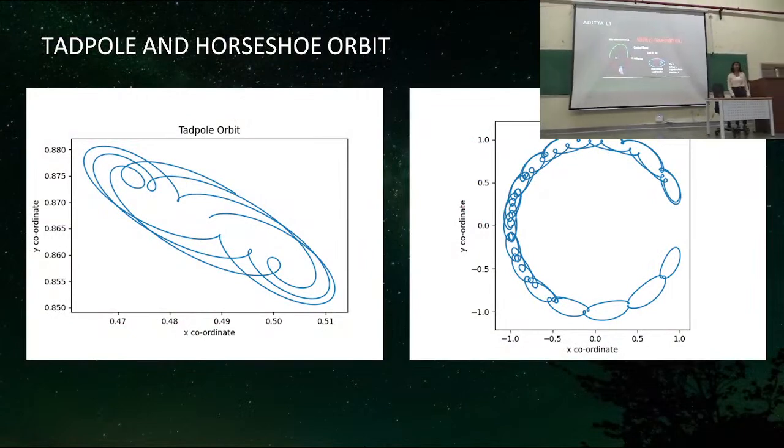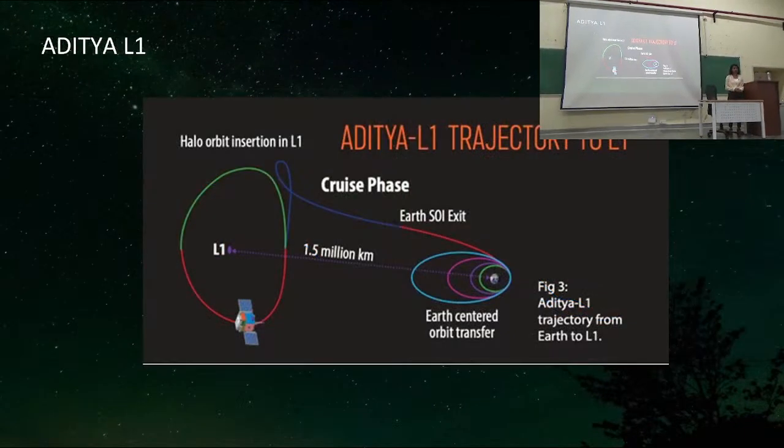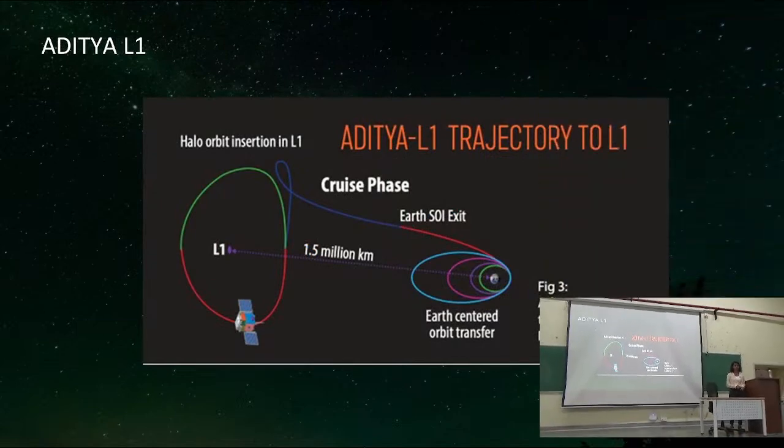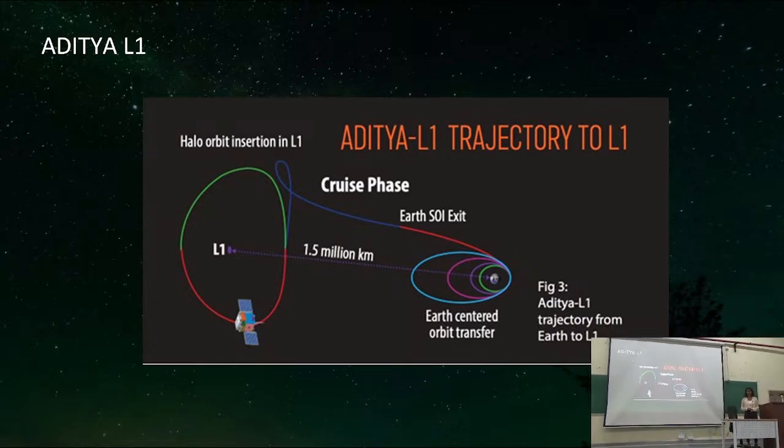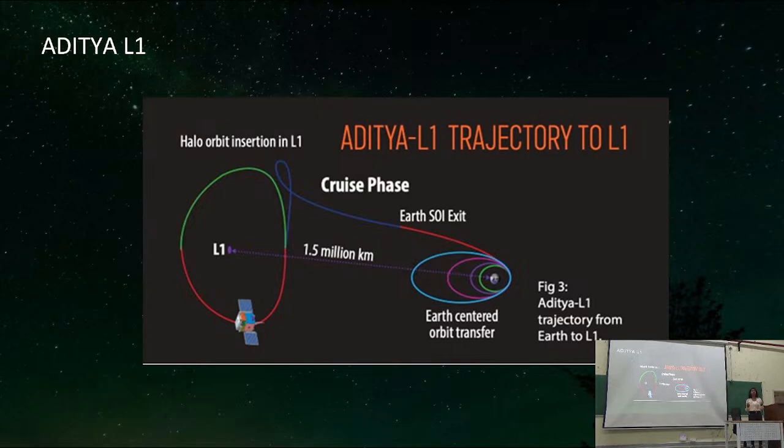What do we know about Aditya? Aditya L1 sits at L1. Why would we want to put a satellite there? What is the purpose? Exactly, it is stable. And it will always be between both the Earth and the Sun, so we can make connections very easily.